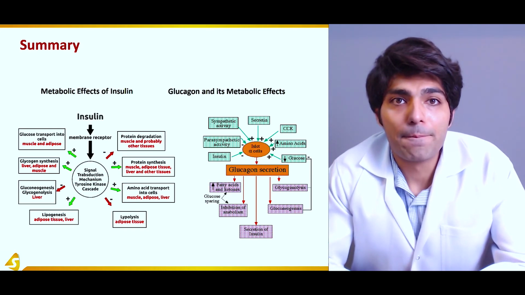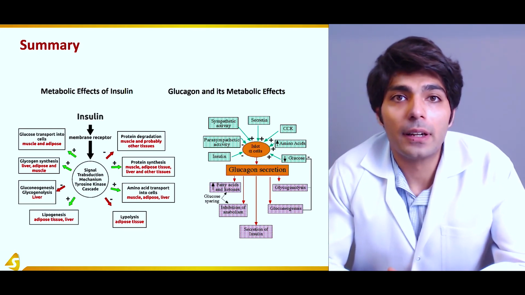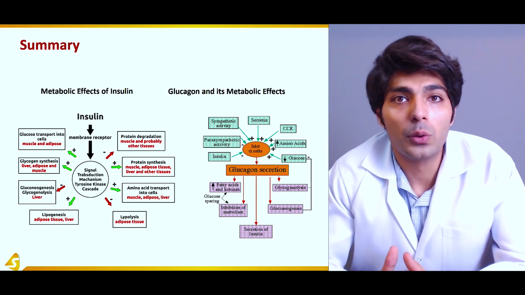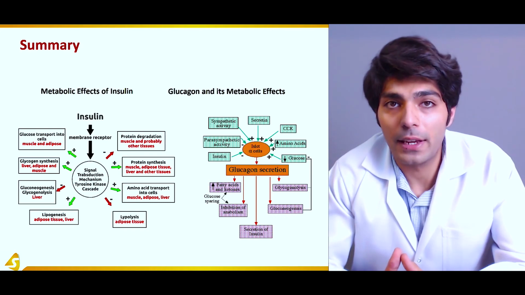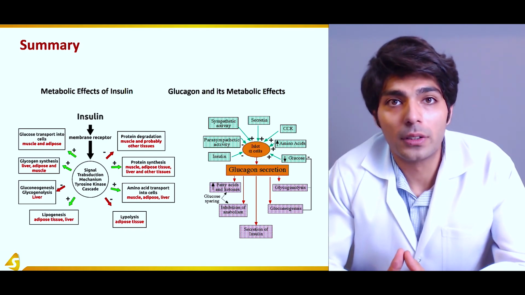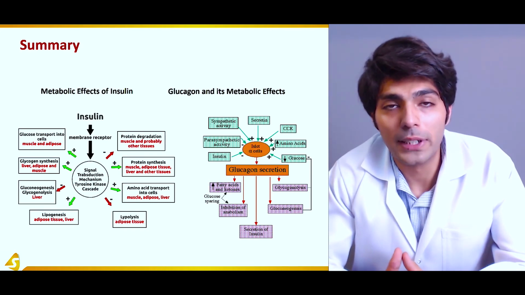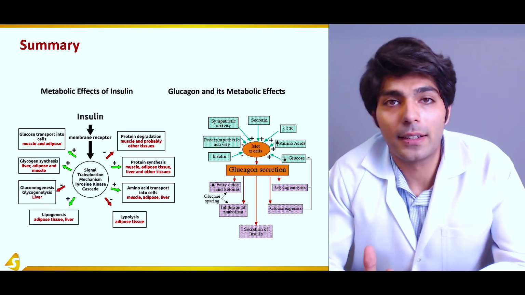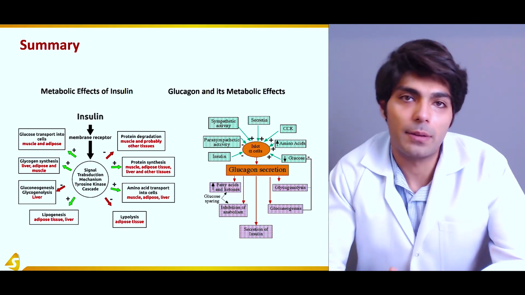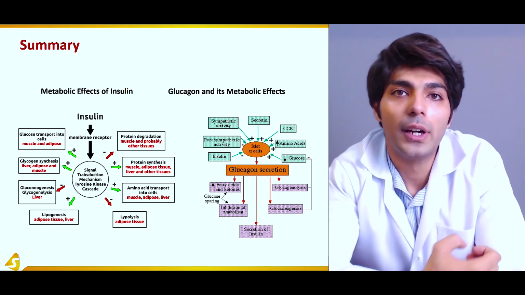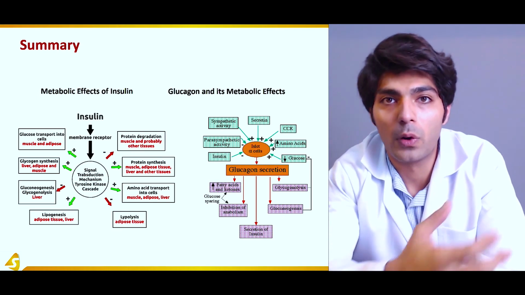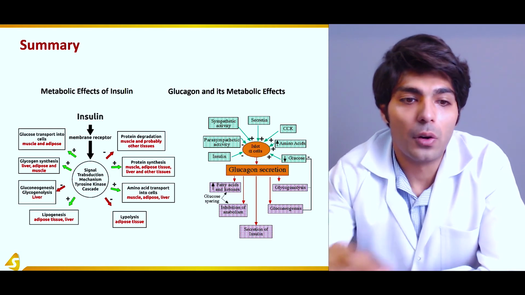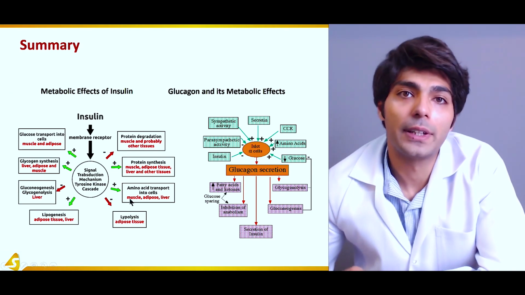Then we discussed the receptors, which have 2 alpha subunits and 2 beta subunits. Once the insulin attaches to the alpha subunit, there is an autophosphorylation of the beta subunits, performing the tyrosine kinase cascade pathways, and the whole metabolic effects of insulin occur.